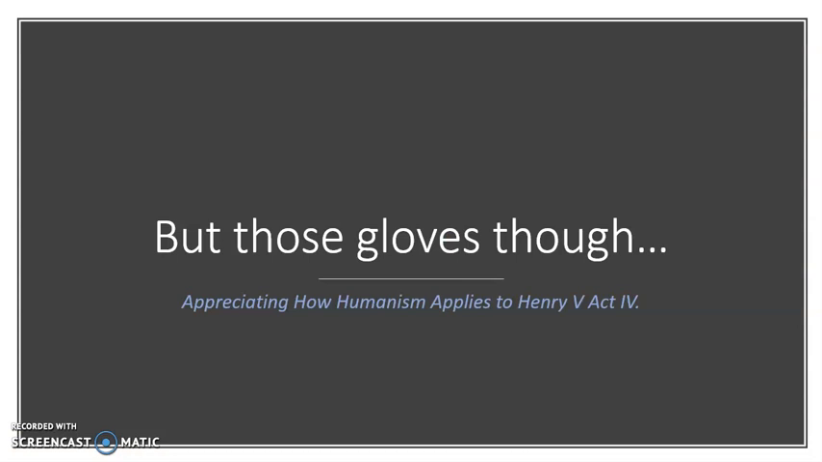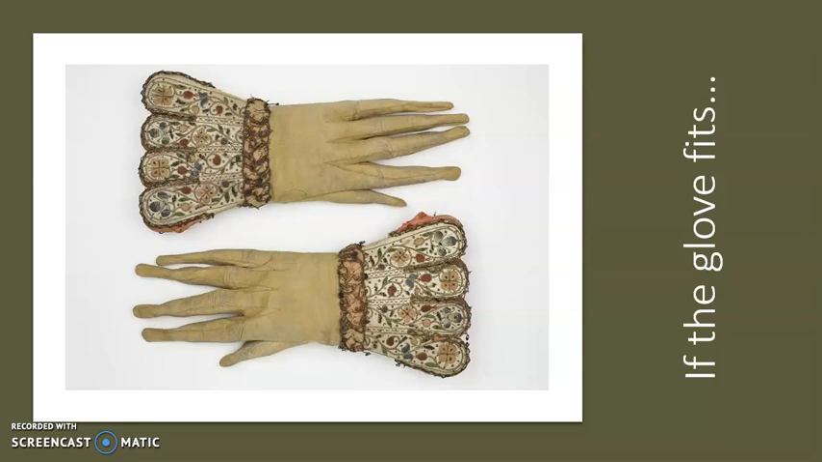Okay, so the second part of the lecture today is going to be looking at how these ideas of humanism apply to Henry V, Act 4. And if you've read any summary, or indeed if you've actually read the play, you'll know that these gloves keep coming up. Here are some gloves from the early modern era. And basically what happens in the play is that King Henry walks among the common soldiers to see what it's like to be a commoner, a very humanistic idea.